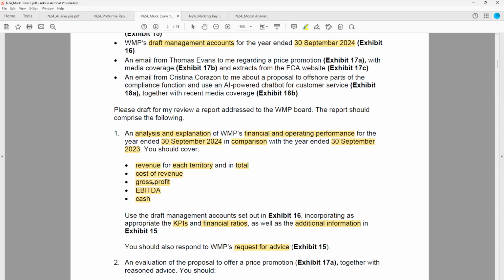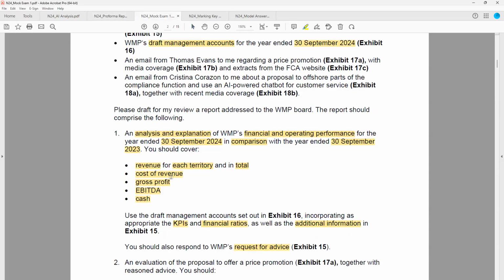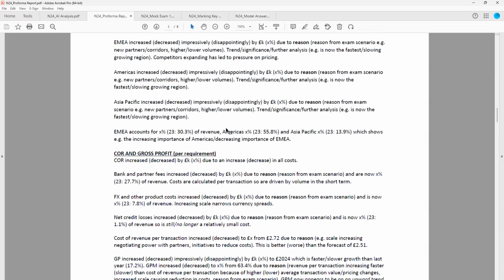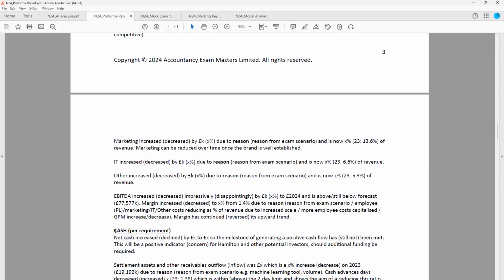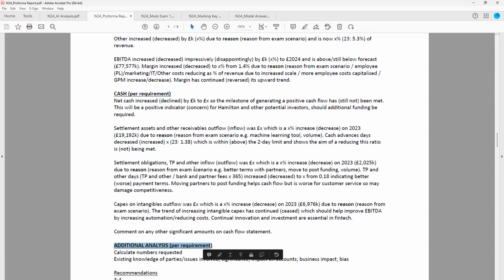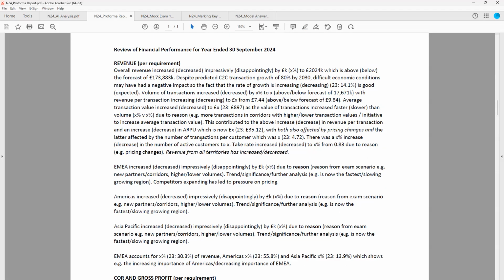So straight away, when I'm reading this requirement, I'm thinking about how this is going to determine my headings in my report. I'm going to have a heading for each section. So revenue, cost of revenue and gross profit. You could kind of do those two together. Then we've got EBITDA and then cash. So there'll be the headings that I'll be using. So cost of revenue, gross profit, EBITDA, and then also cash as well. And then also, the specific request for advice, whatever that may be on, will also have its own heading.